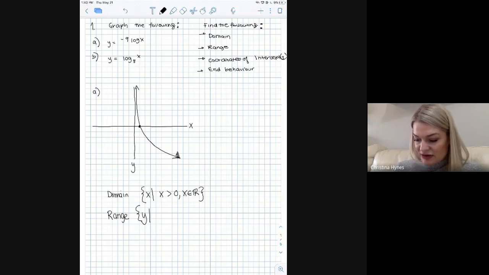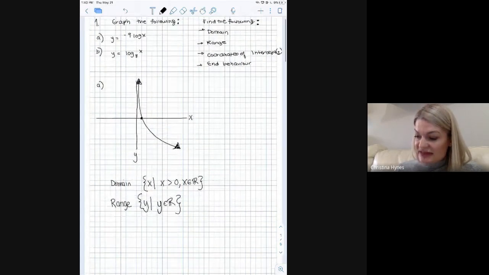If you look here, this arrow is showing that it's going down forever and up forever. So you're going to see that the range is y ∈ R for all of these graphs that you should have for question number 1. So those are easy marks if you remember that. Okay, so domain: x greater than 0, and then range: y ∈ R.